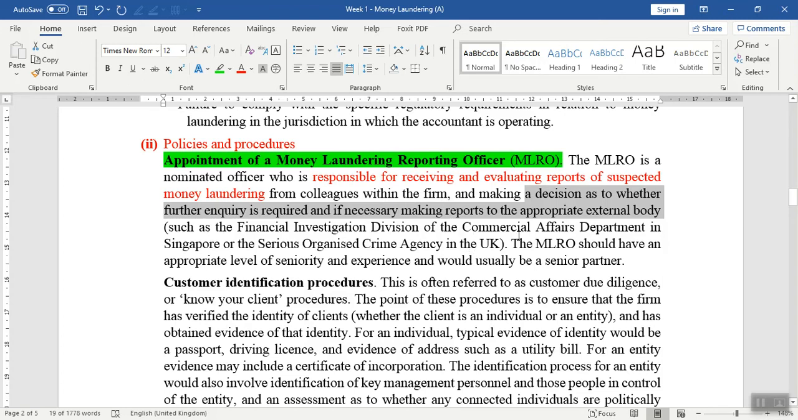You also have to know who is qualified to be the MLRO. Appropriate level of seniority and experience, it should be a senior partner, a higher level. If you are not at a higher level, then you might lack experience.